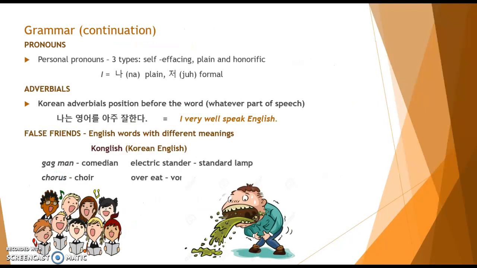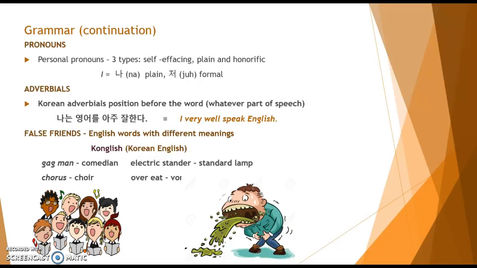Pronouns. There are 3 types of personal pronouns: the self-effacing, the plain, and honorific. So in simple words, I can just say na, but in more formal, I say je. As for adverbs, Korean adverbs are positioned before the word, whatever part of speech. So if translated into English, it can be "I very well speak English."